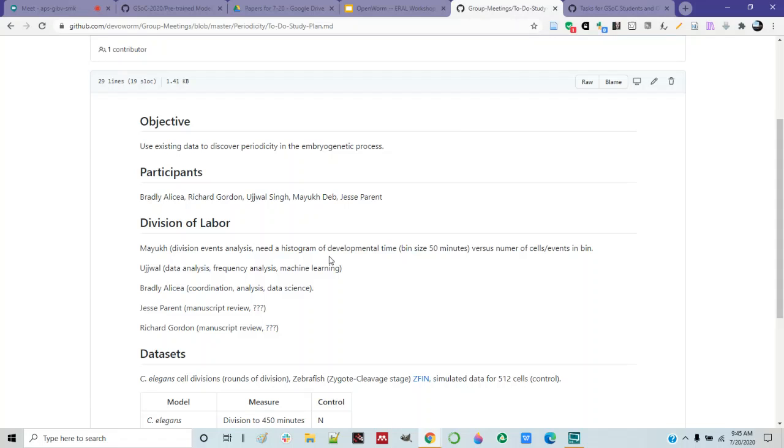One way to show this effect is to use histograms with bins of different sizes. I put 50 minutes there. That's sort of arbitrary, but I think extracting the data directly from images is an interesting data set to use, because it might confirm what we've seen in some of the nucleus tracking data. And then Ujjwal, you can do a number of things: data analysis, frequency analysis, as you mentioned. I'm kind of coordinating this, and Jesse and Dick are interested in manuscript review and probably other things. And then Susan, I can put you in for something if you want.